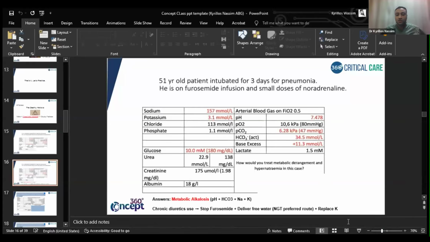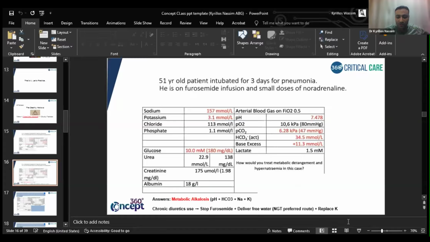Okay. So the answer here would be a metabolic alkalosis. When I look at the pH, it is high. The bicarb is also high. So it is going the same way. It is a metabolic alkalosis. And when I look at the sodium, it is hypernatremia and hypokalemia, which points to chronic diuretic use.